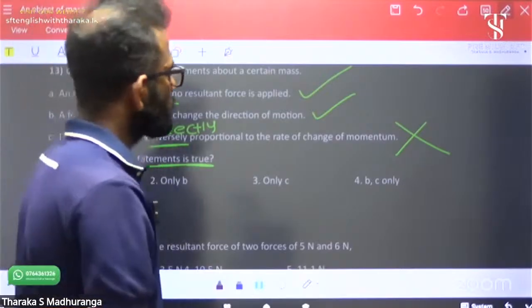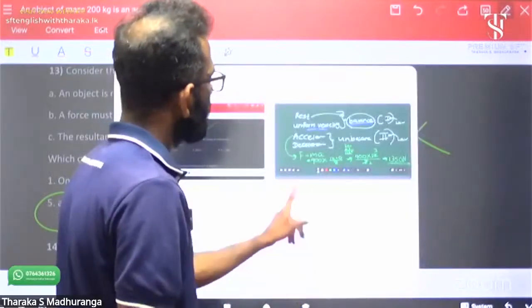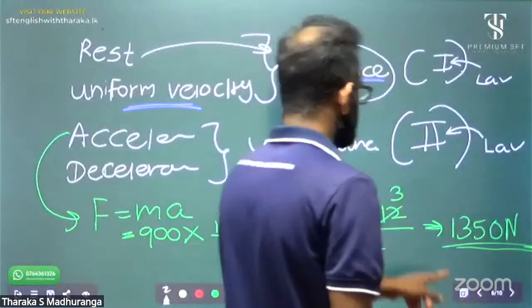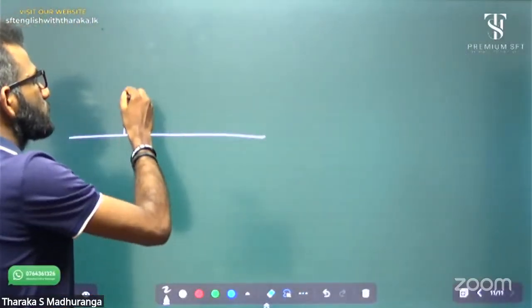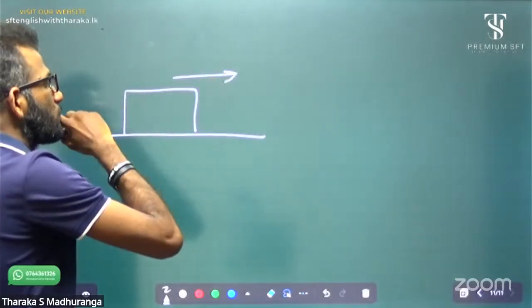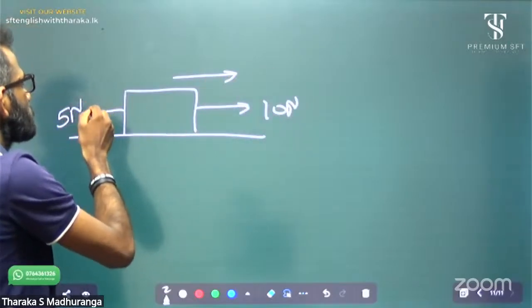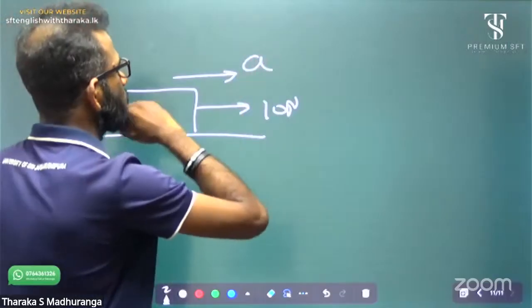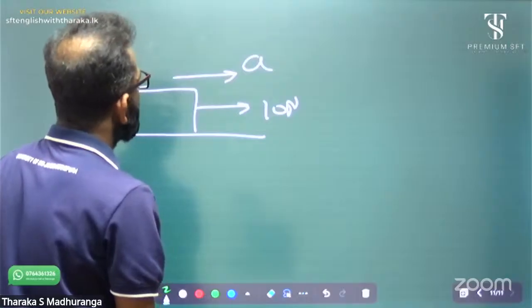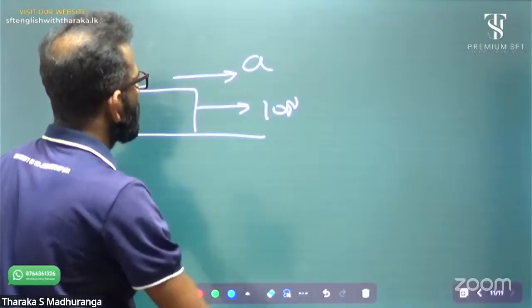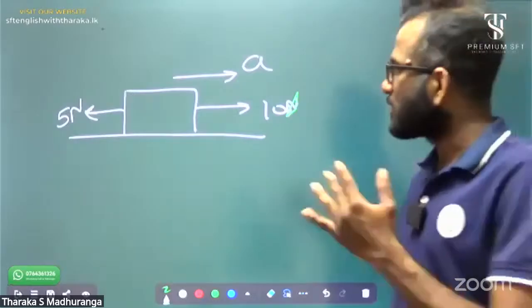No, it's a model paper question. They give an answer as 5. No, think, this object is moving in this direction. Think 10 Newton and 5 Newton. That's why it's accelerating in this direction. Yeah, your point is also correct, but yeah, it's a problem.